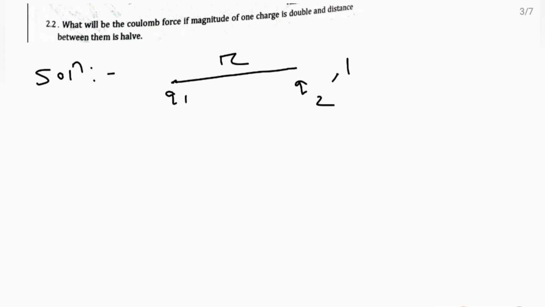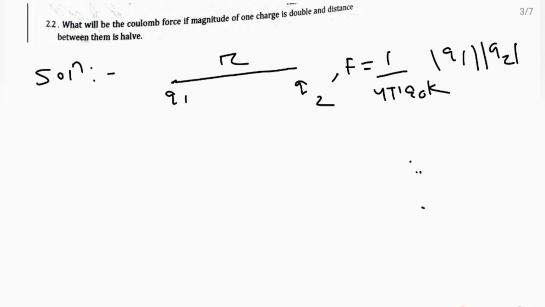So the next question was, what will be the Coulomb force if the magnitude of only one charge is doubled and the distance between them is half? So, solution. Suppose initially there are two charges Q1, Q2, and the separation between them is r. So the force will be what? 1 by 4 pi epsilon k, Q1 modulus into Q2 modulus by r square. So this is equation 1.